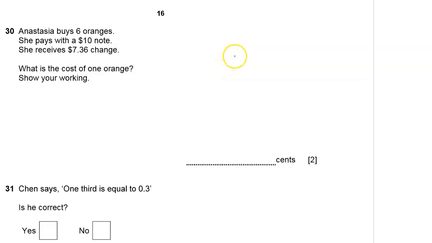Number 30. Anastasia buys 6 oranges right there, and she pays with a $10 note. She receives a change of $7.36. What is the cost of one orange? Show your working. That's important. So let's find how much Anastasia has spent. $10, take away the change that Anastasia got, 7.36. The difference here is 2.64. So Anastasia spent $2.64.